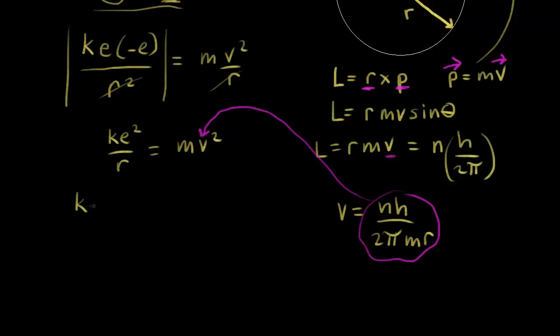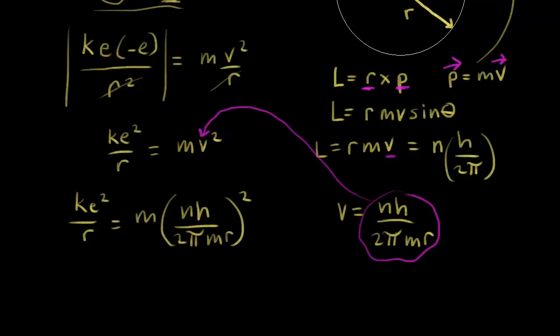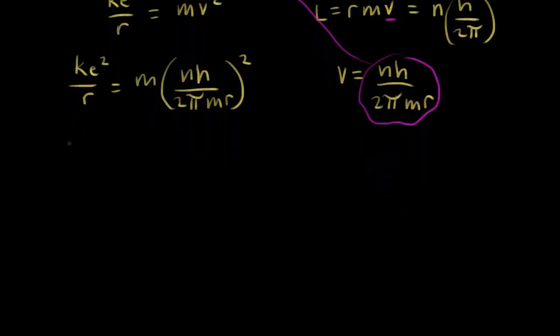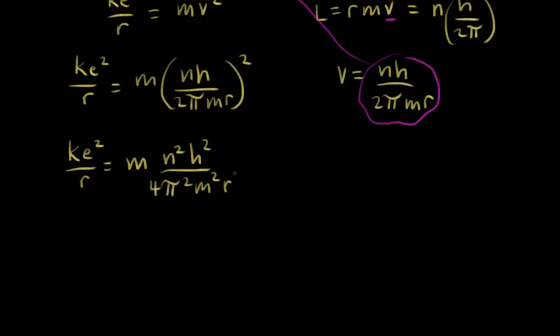And so let's go ahead and do that. We would have k e squared over r. On the right, we would have m times all of that, right? n times h over 2 pi m r, and then we'd square all of that. So let's get some more room and continue with our algebra here. We'd have k e squared over r is equal to the mass times, so square everything in parentheses, n squared h squared over 4 pi squared m squared r squared.